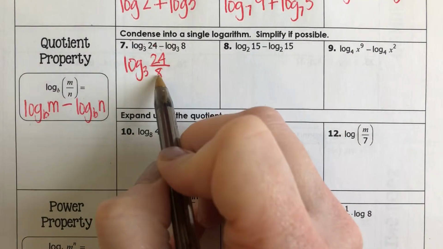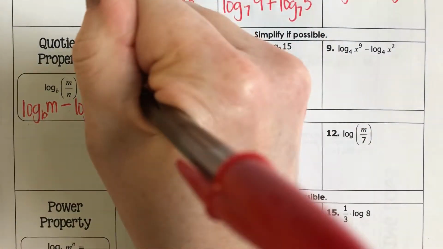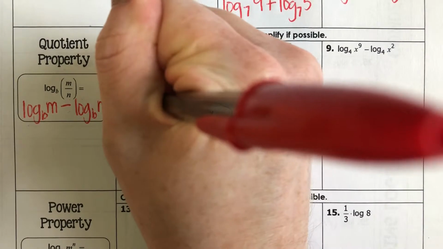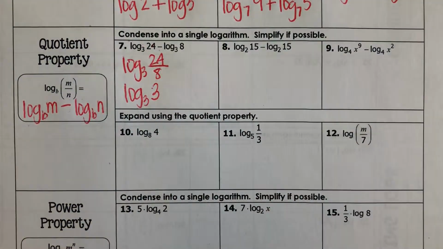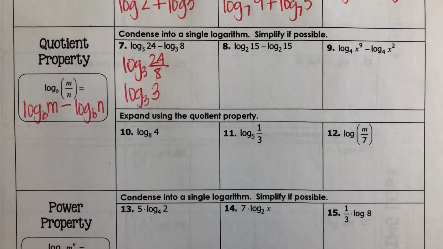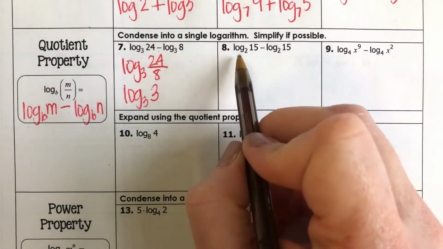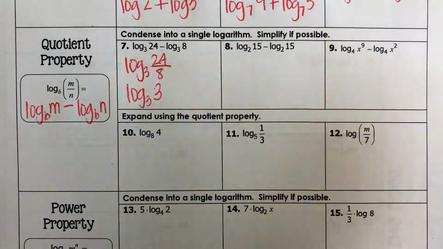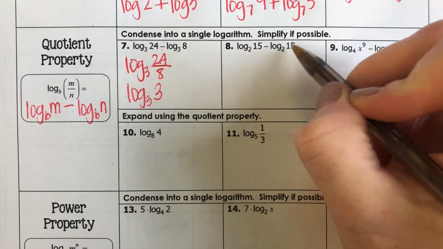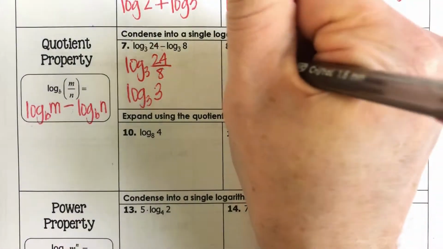Well, I know that 24 divided by 8 simplifies. So log base 3 of 3 is how that simplifies. Okay? All right, next. Right here, I have log base 2 of 15 minus log base 2 of 15.